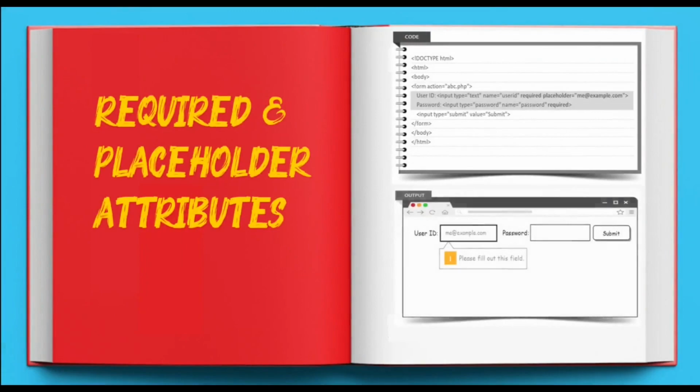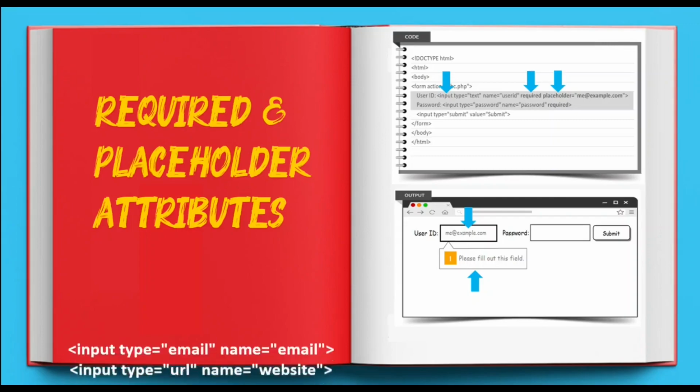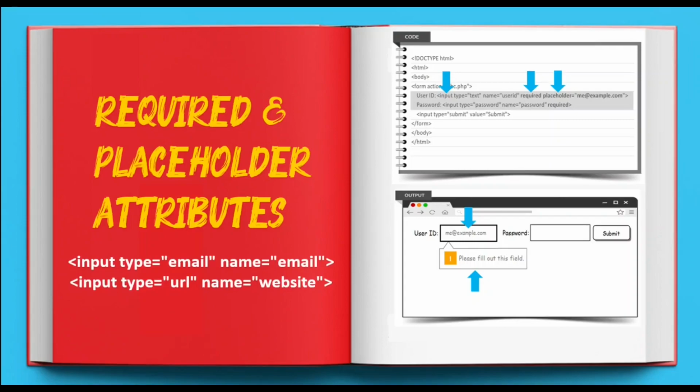The required attribute applies to all input fields, and specifies that an input field must be filled out before submitting the form. It is defined as an attribute of the input element. The placeholder attribute specifies a short hint that describes the expected value of an input field, for example a sample email address in the expected format. The hint is displayed unless you type something in the input field. If your form has mandatory email and URL fields, you can validate them using the new input type values like this. Browsers supporting HTML5 will automatically check and validate the correct format for email and URL.